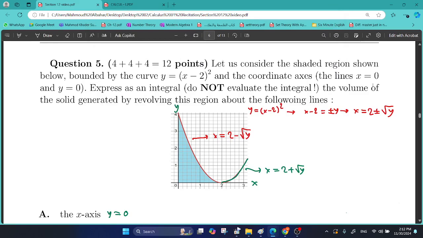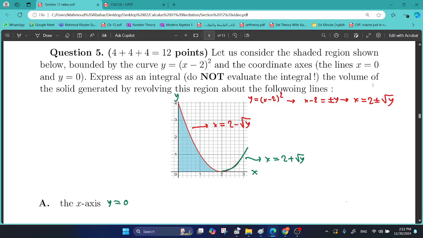Let us consider the shaded region shown below, bounded by the curve y equals (x minus 2) squared, and the coordinate axes, the lines x equals 0 and y equals 0, expressed as an integral. Do not evaluate the integral. Find the volume of the solid generated by revolving this region about the following lines, okay?